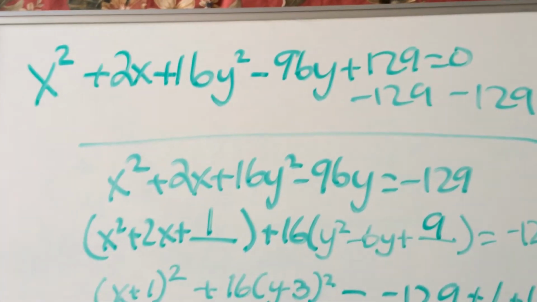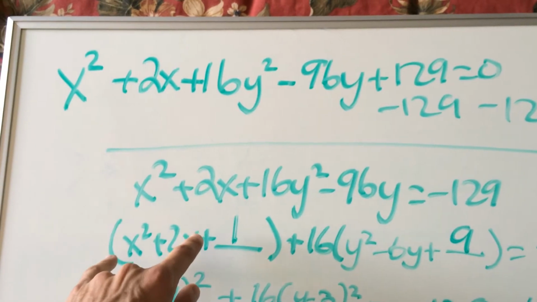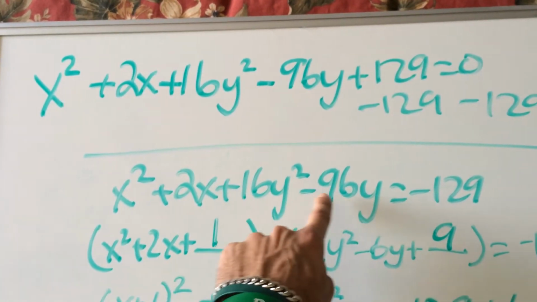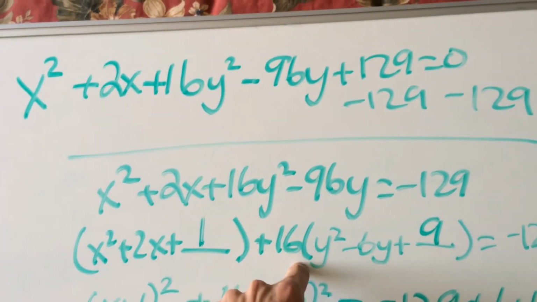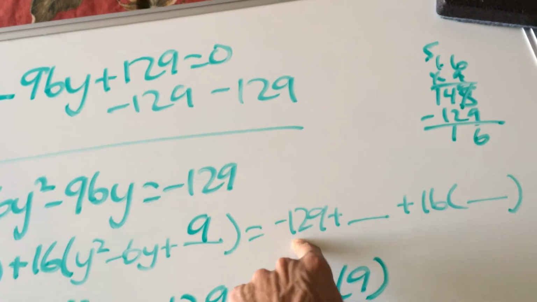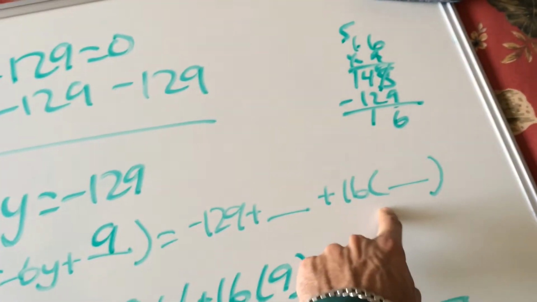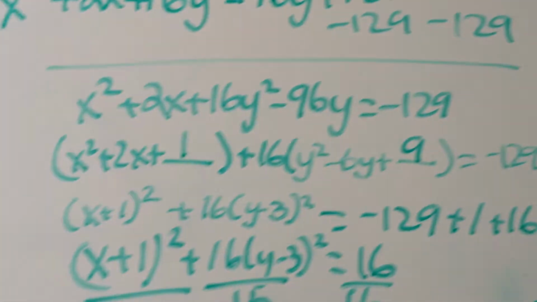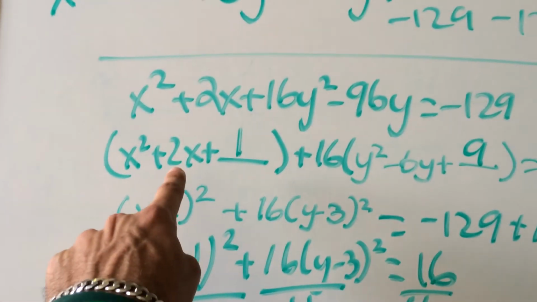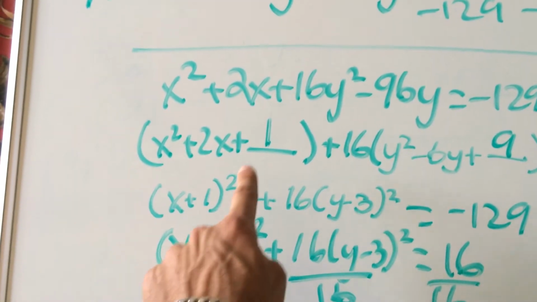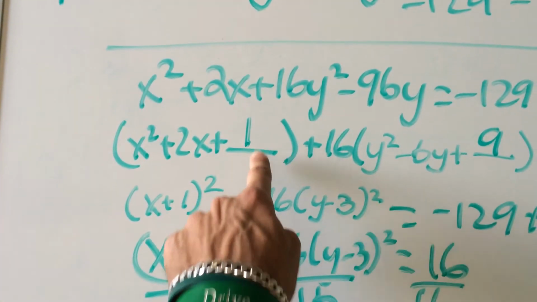The next step is where I set up my parentheses and leave my blanks. I factor out the 16 from here, so I've got 16 times y squared minus 6y plus the blank. And over here, that's negative 129 plus blank plus 16 times blank. Why 16 times blank? Because of the 16 factored out. So what number doubles to give me 2? Well, obviously 1. So this becomes x plus 1 squared. So what's the blank? 1 squared, 1.